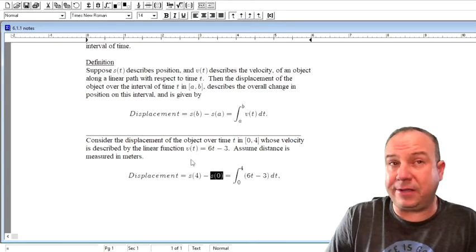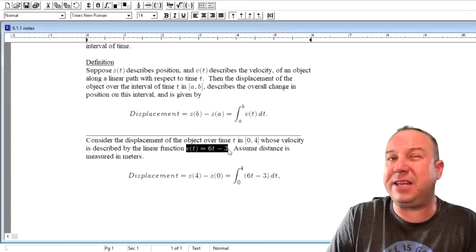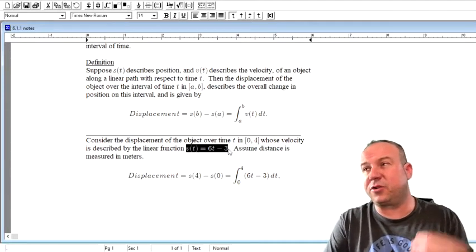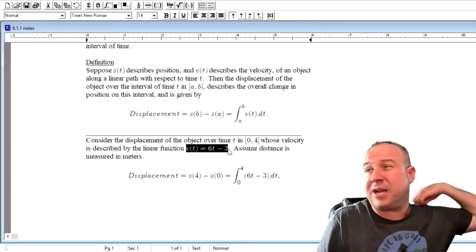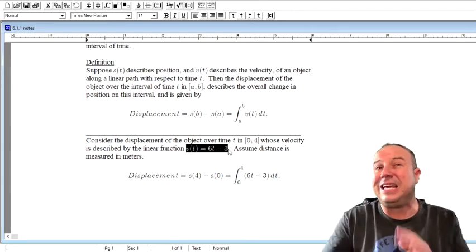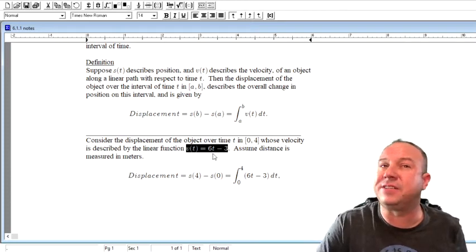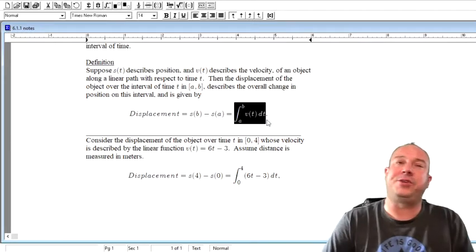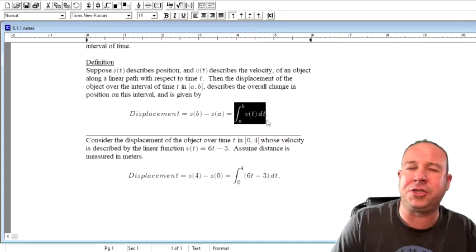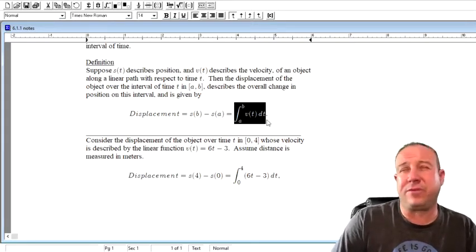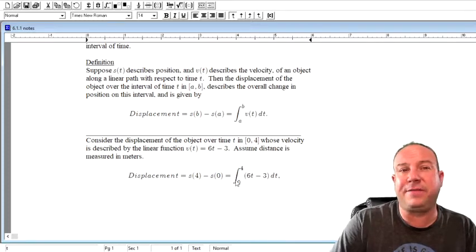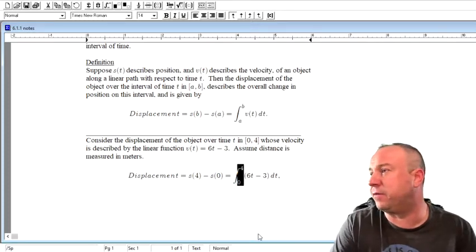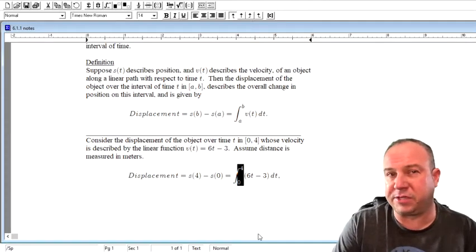Now, we could calculate displacement if we had that bit of information. If we had the description of position, we could calculate displacement in that manner, but we don't. Instead, what we have is a description of velocity. But nonetheless, what the definition tells us is that we can calculate displacement by using our velocity function and integrating it over the interval from A to B. So here we are integrating our velocity function over this interval from 0 to 4.